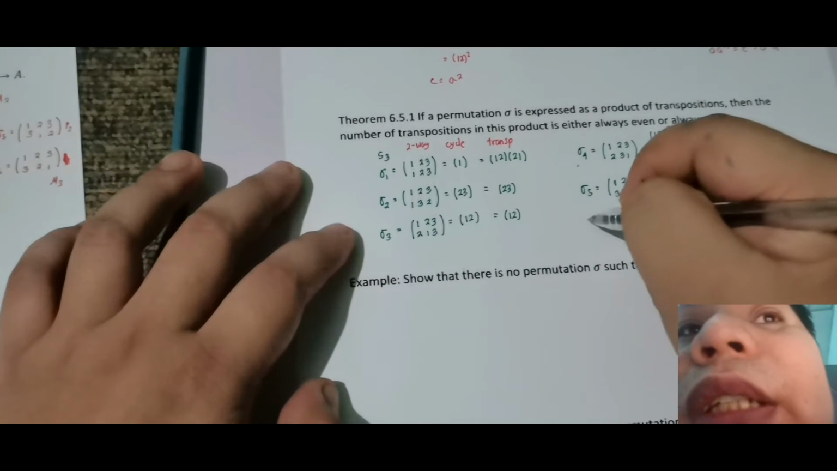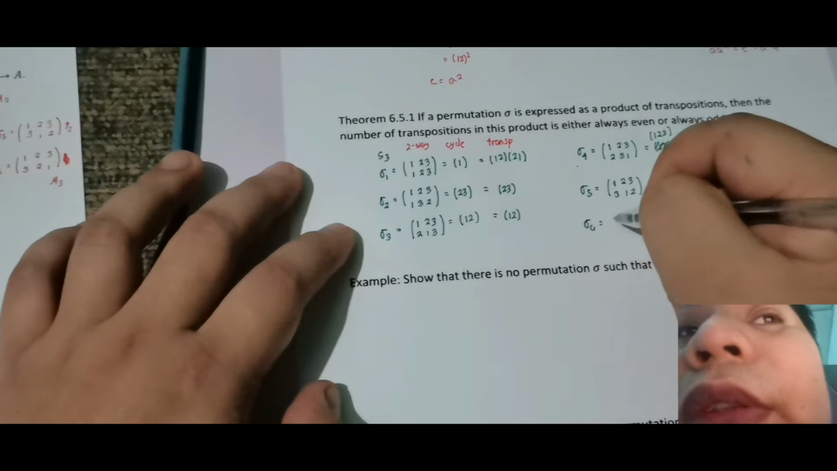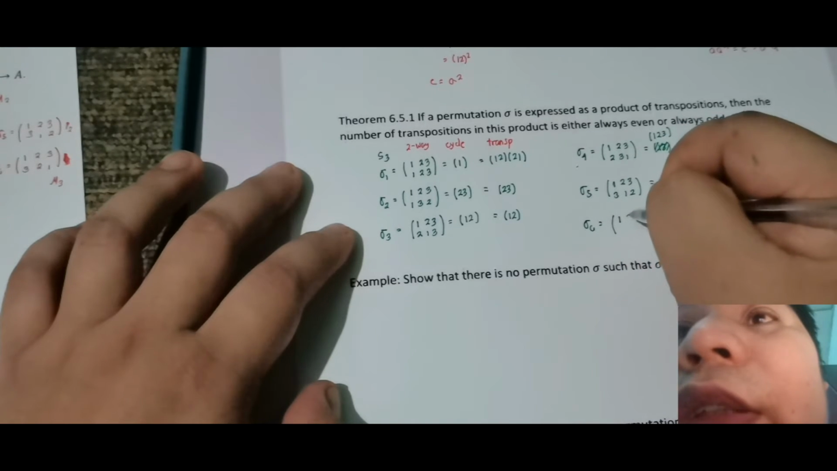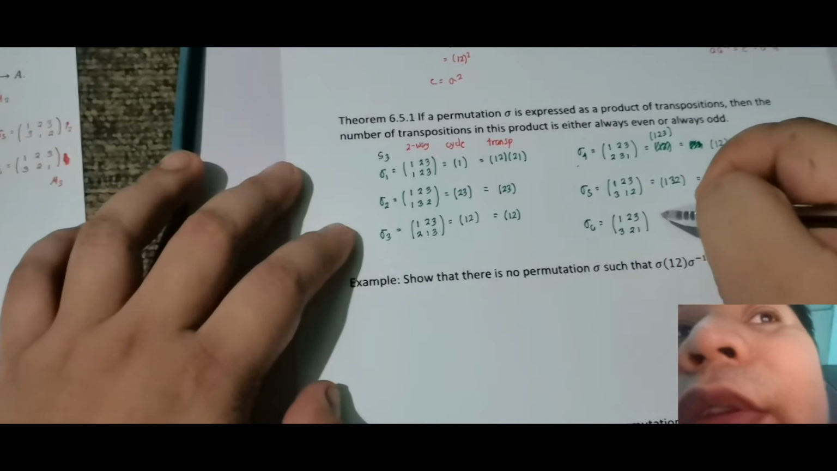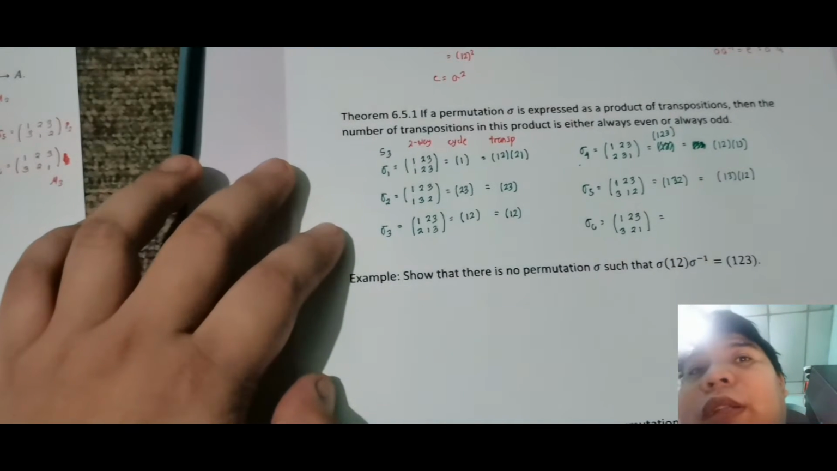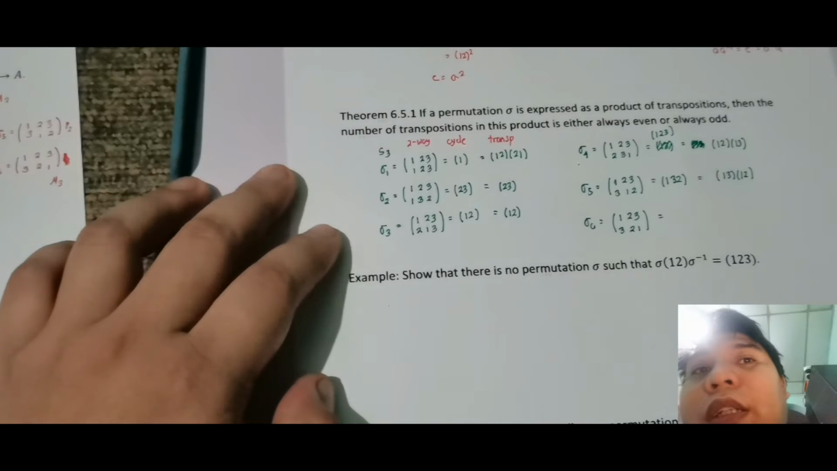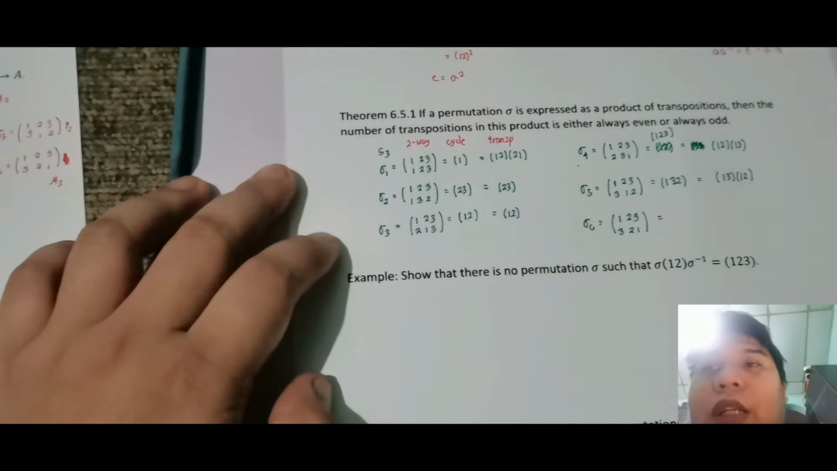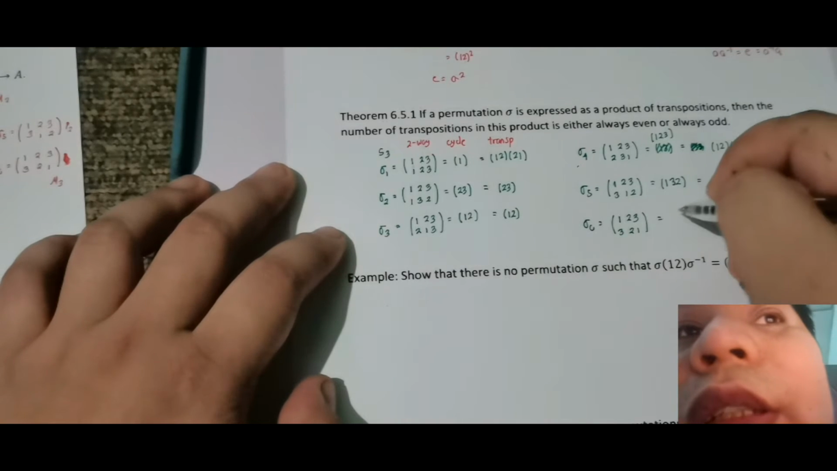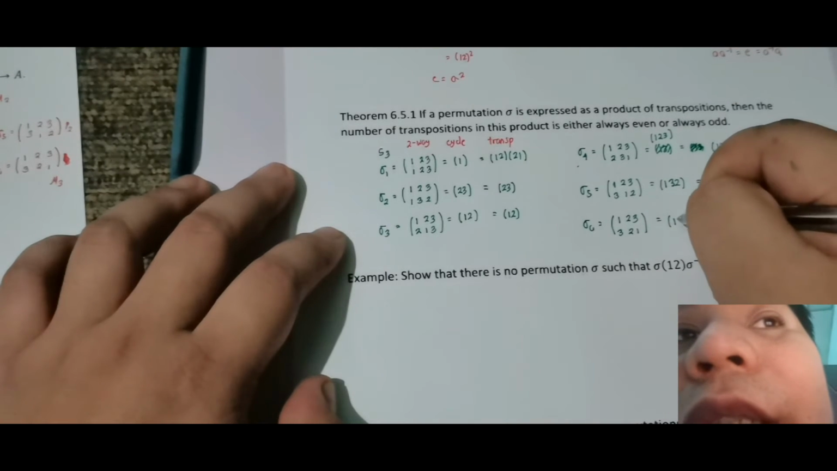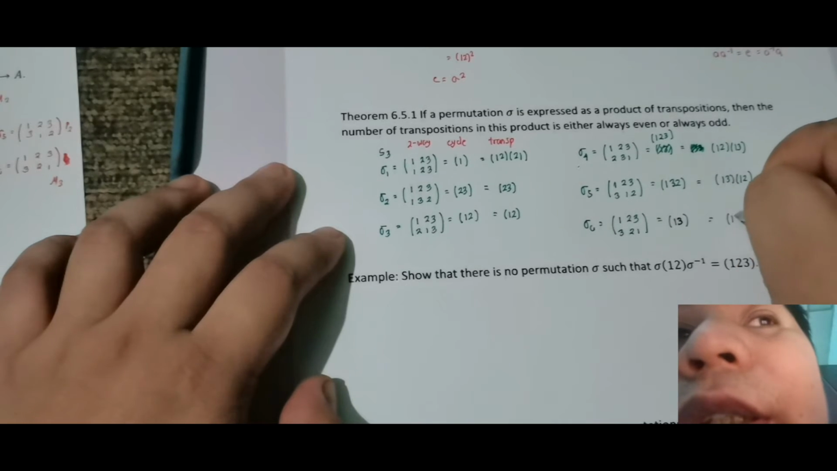Then the last is sigma 6. This is 1, 2, 3 mapped to 3, 2, 1. Let me check: 1, 2, 3 to 3, 2, 1. So this is just (1 3), since 2 is repeated, it is fixed. So this is just (1 3).